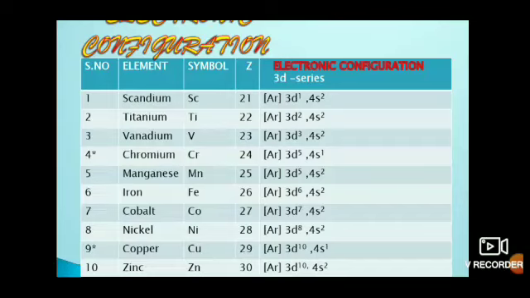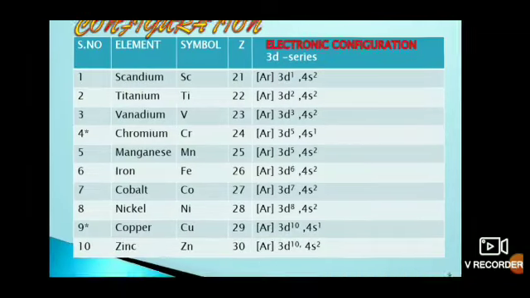Like that, titanium is written as argon 3d2 4s2, vanadium is written as argon 3d3 4s2. And now for chromium it should be 3d4 and 4s2, but instead it is written as argon 3d5 4s1, because there is extra stability given to the half filled and completely filled d orbitals.